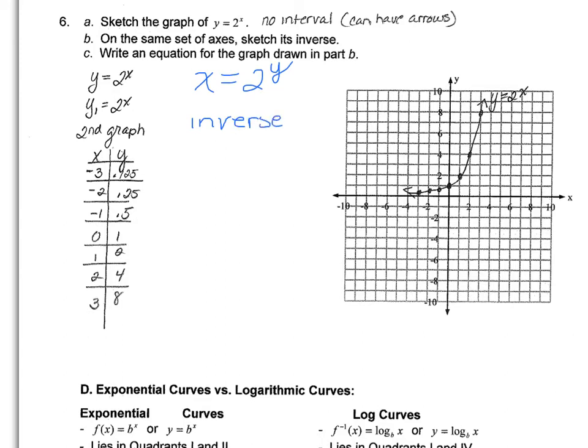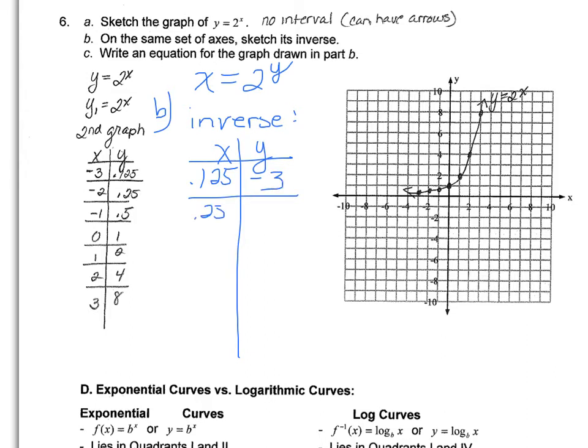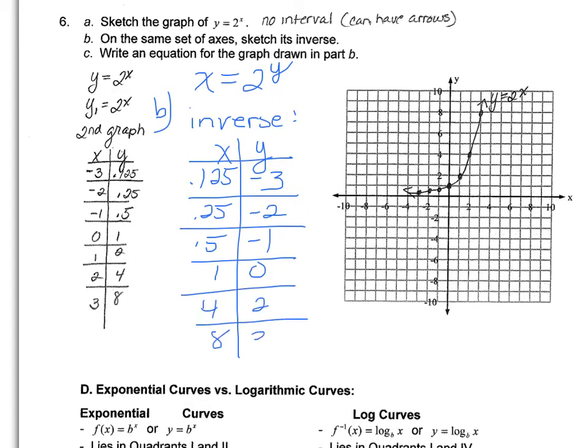So the inverse is going to be, and this is part B, I'm going to have 0.125, -3, 0.25, -2. See, I'm actually switching the x and y. 0.5, -1, 1, 0, 2, 1, 4, 2, 8, 3. All right, let's graph the inverse.